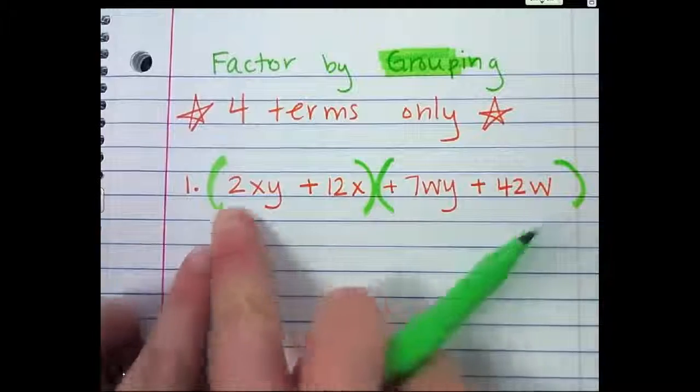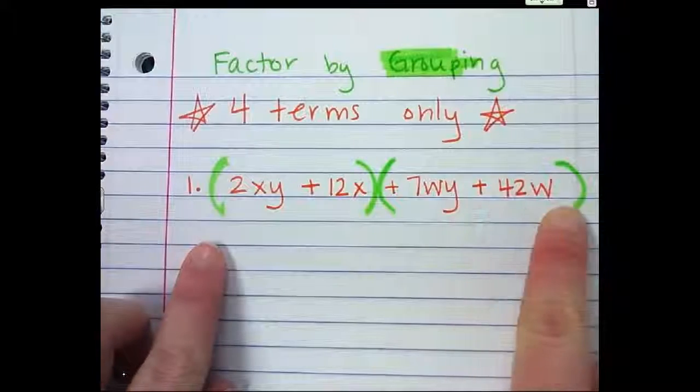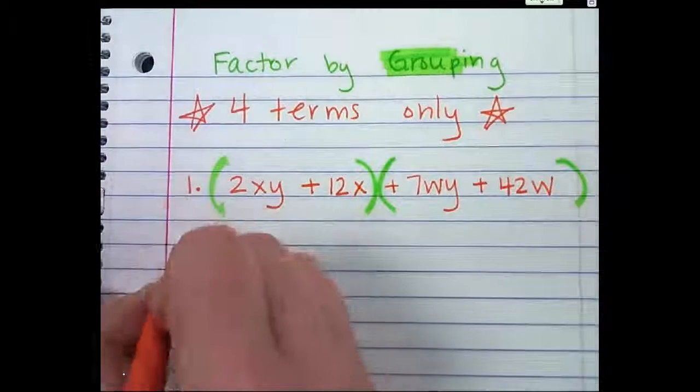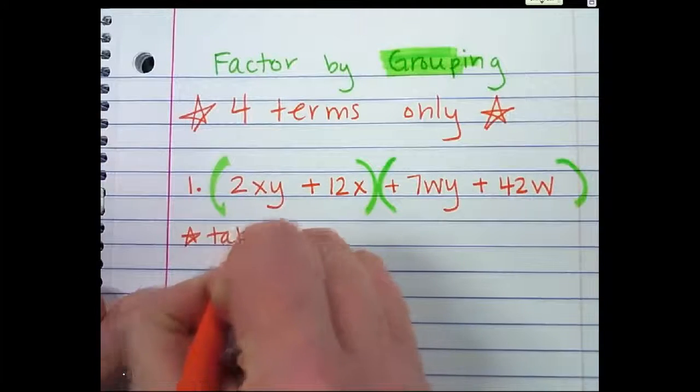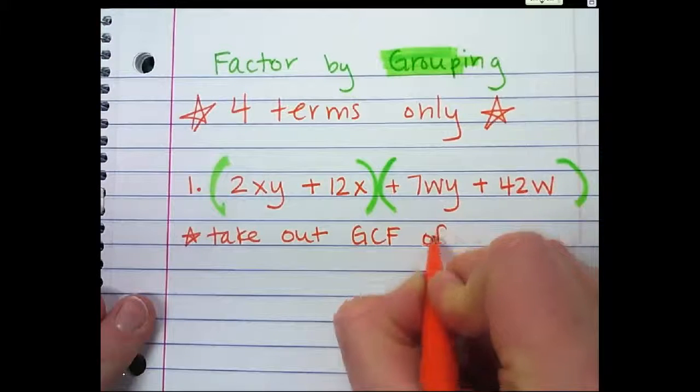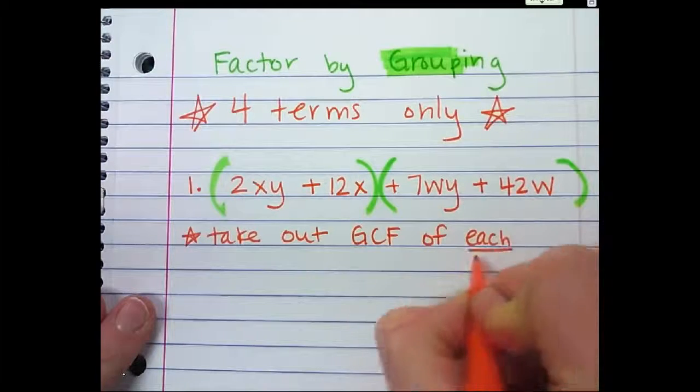Okay, so if you look at all 4 of these, there's nothing you can take out. But once I group them, I'm going to take out a GCF of each group. So after you group, you're going to take out a GCF of each group.